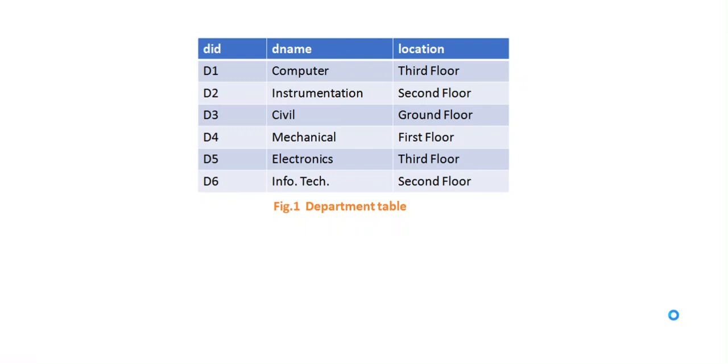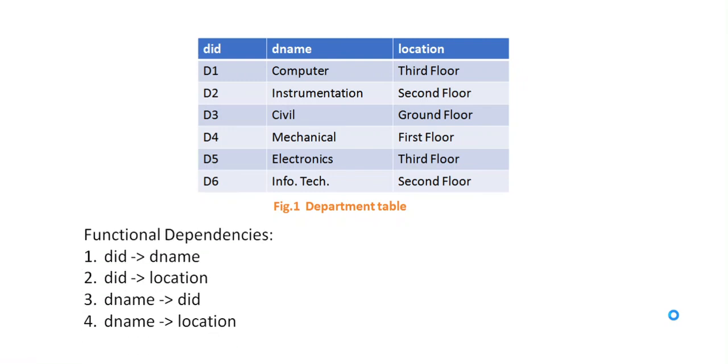So here we can say that in this department table, department ID determines department name, and department ID determines location. These two are functional dependencies, because by using department ID you can search or identify the values of department name and location. Similarly we have another functional dependency here, department name determines department ID. Now if department name is given to you, that is mechanical, then you can easily identify the ID of that department. It means the department ID is dependent on department name.